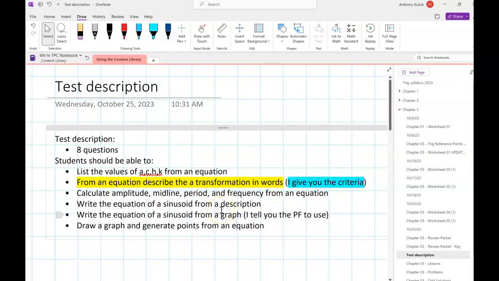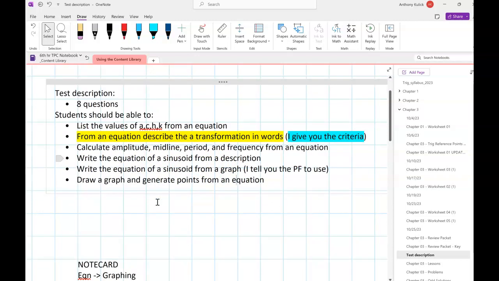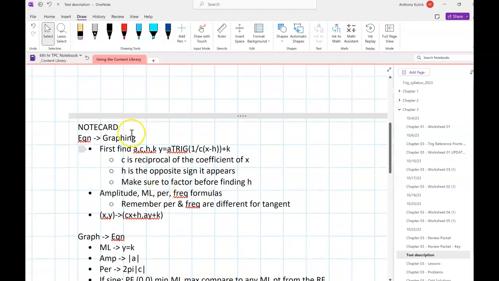So today, when you're working on reviewing and building out your note card, the way I would formulate my note card is I would try to break it up into what stuff I need to know for each kind of problem. So if I have an equation to graph problem, first thing I need to do is find the A, C, H, and K. So I wrote down the general form for that function.